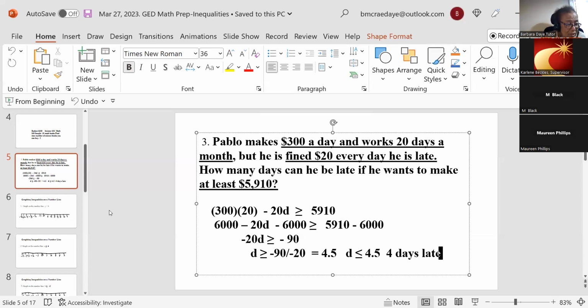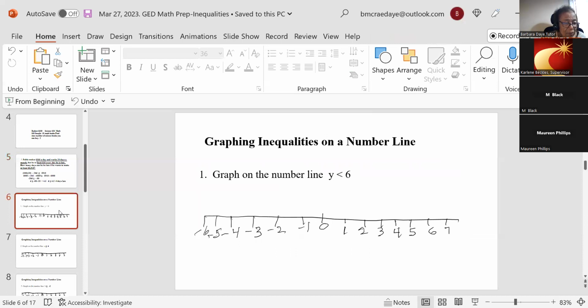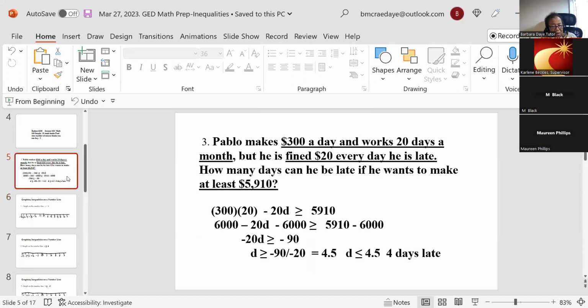Okay, now let's look at, now, you remember how we graph numbers on inequalities on a number line? Miss Barbara, before you move on, I reached 90 and I was wondering what to do next. I was doubting whether I should divide by the 20. That's why I stopped talking. I reached 90 and I stopped.